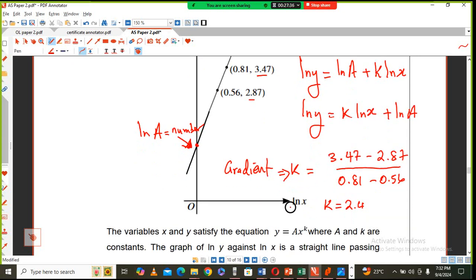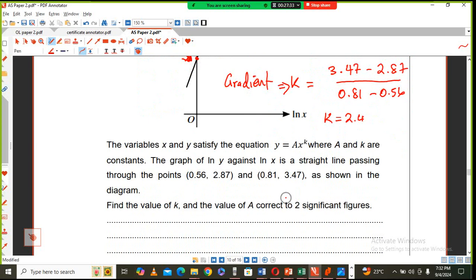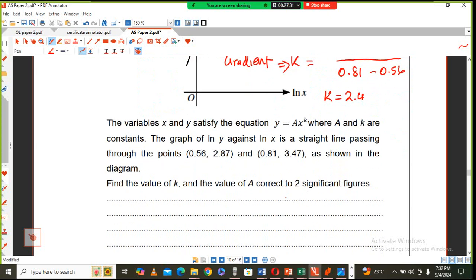Nizar, are we agreeing? Yes, sir. Because you are so quiet, it looks like you are writing down. No, I'm not typing. So let me just write down the scenario that I have. So now I have the natural log of y is equal to k, which is 2.4, times the natural log of x, plus the natural log of a.